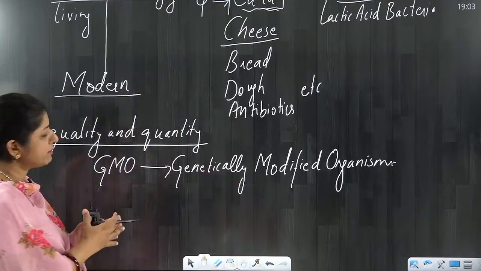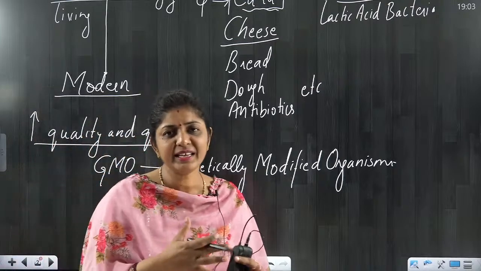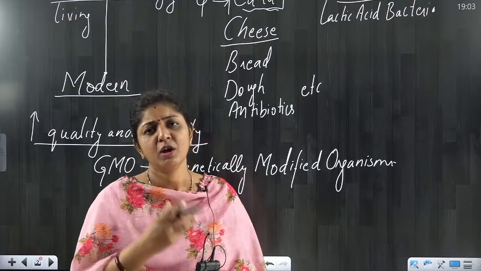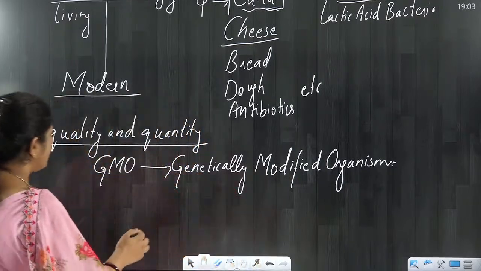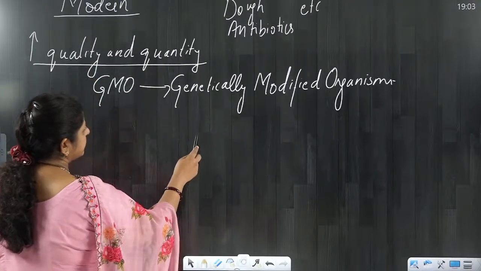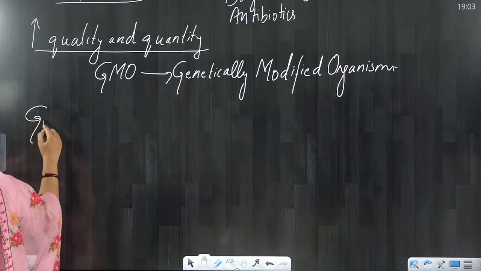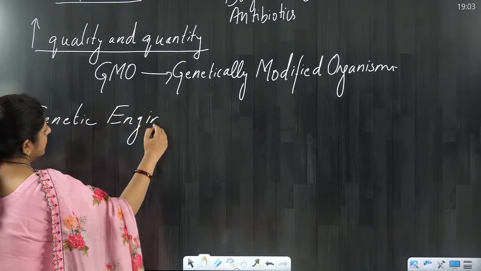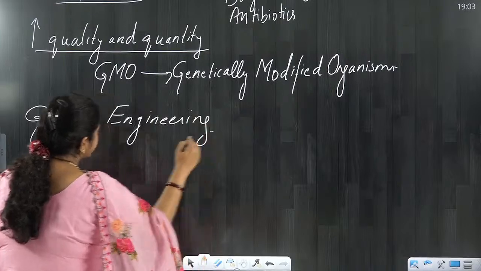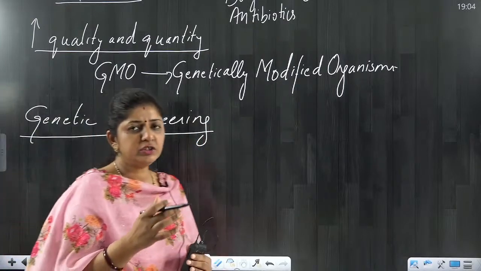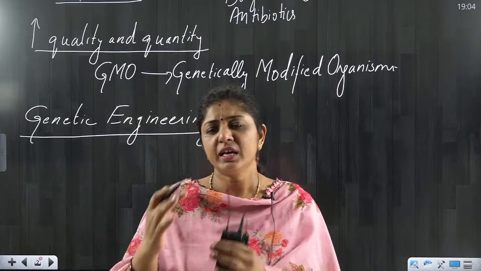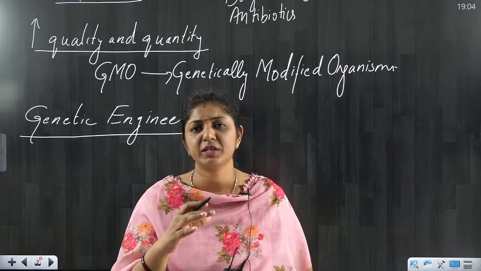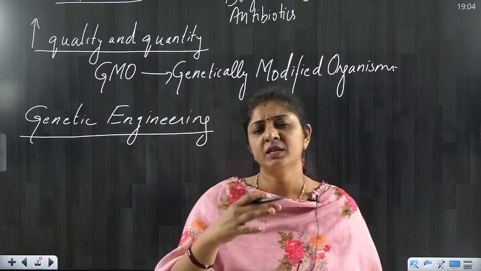Now how this GMO is going to be formed, that is the process which you call one of the principles under modern biotechnology, genetic engineering. What do you call it? Genetic engineering. This is one of the principles or applications which is making biotechnology stronger, one of the parts on which biotechnology is framed.